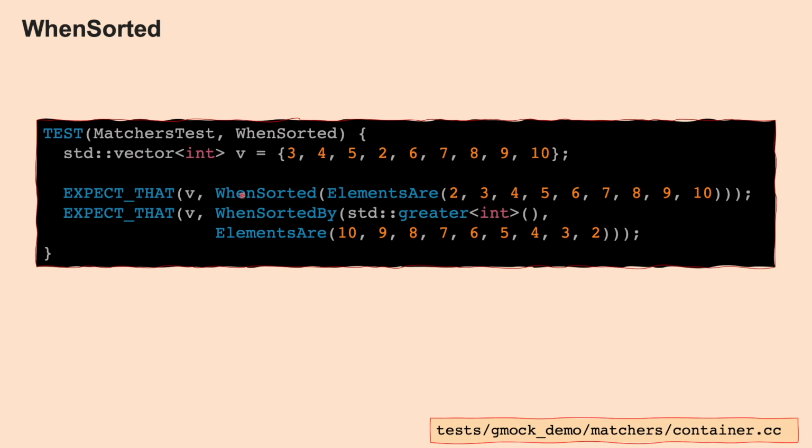There's an extension of this matcher called when sorted by, which takes one extra parameter to be used for sorting. So for example, if you want to sort in descending order, you can provide std greater and then say expect that V, when it's sorted by std greater, its elements are 10, 9, 8, 7, and so forth. Again, you can see this example and run it yourself from this path in the provided repo.